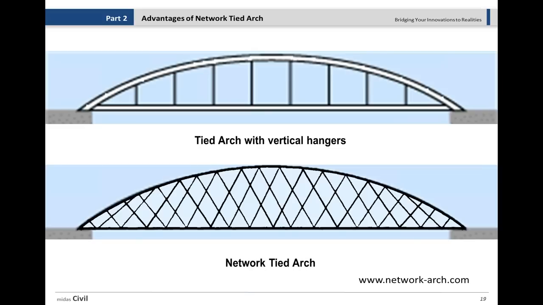In these diagrams you see a tied arch bridge with vertical hangers at the top, and at the bottom you see the network tied arch. Based on the definition, Mr. Tveit, who is the father of network tied arch bridges, defines network tied arch bridges as a type of bridge in which the hangers intersect with at least 2 other hangers. This intersection may be more, completely based on the configuration and dimensions of the bridge.